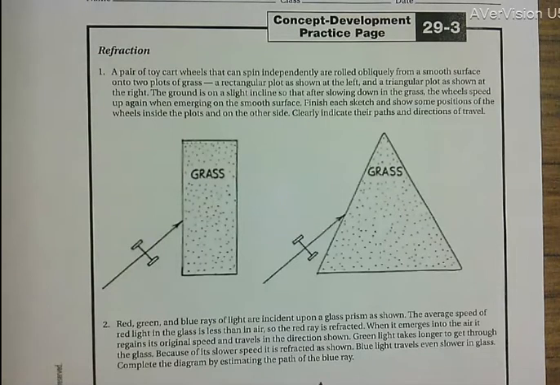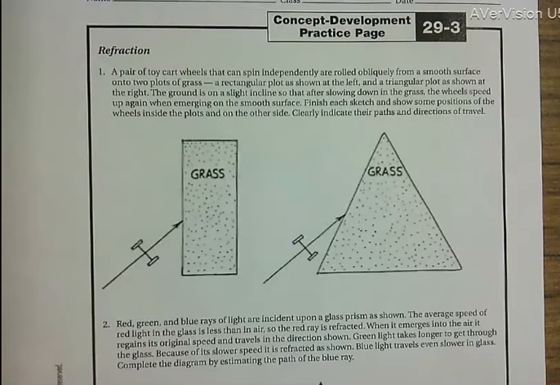Again, here we're dealing with refraction. This is what happens when light and different objects slow down or change their direction, because they're slowing down when they change from one medium to another, when they move from one type of substance into a different type of substance.